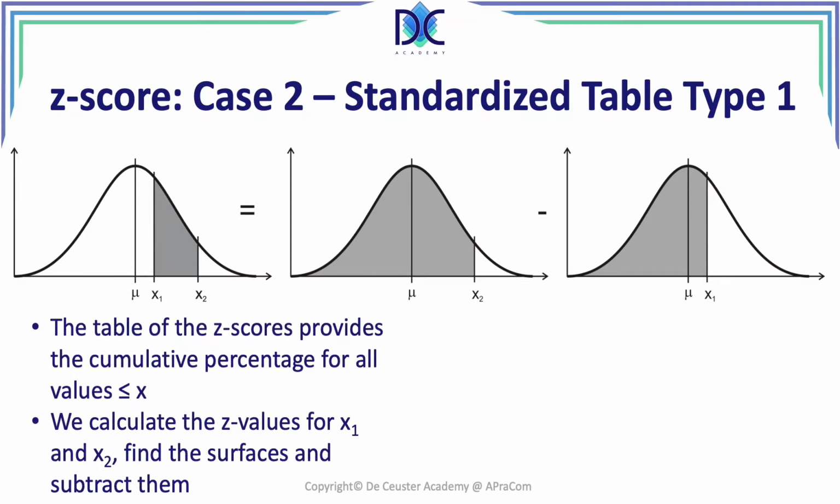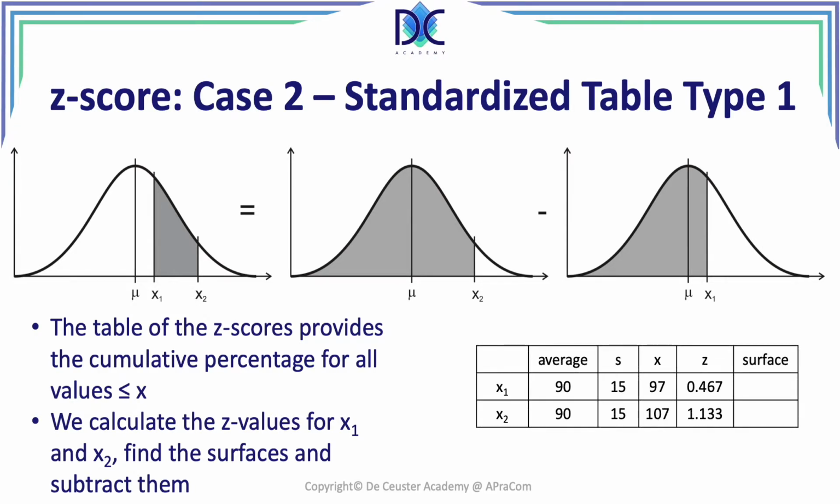Now, what we have to find here, we have to look at those two values. We have x1 and x2. We have the same distribution, so the average and the standard deviation in both cases are 90 and 15. The x1 is equal to 97 and x2 is equal to 107. And for both of them, I calculated the z value. So the z value is 97 minus 90 divided by 15, which gives us 0.467. And for the second value, x2, we have 107 minus 90 divided by 15, which gives us 1.133.